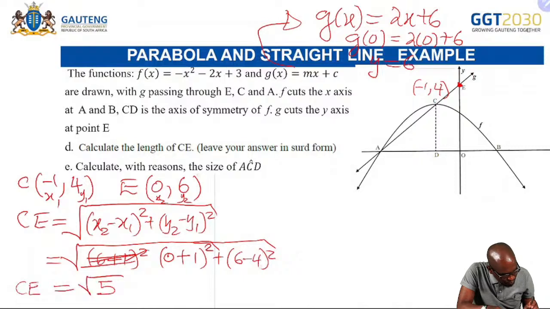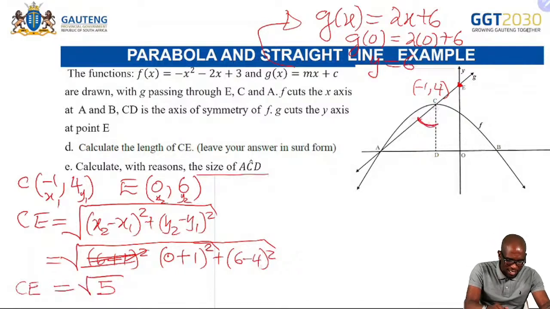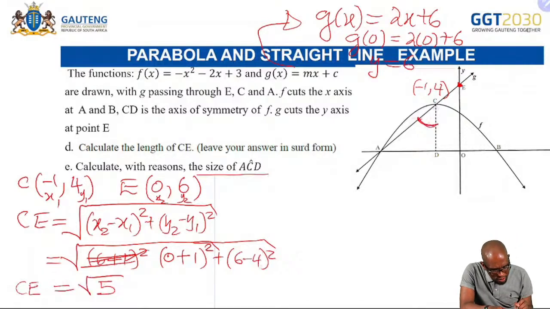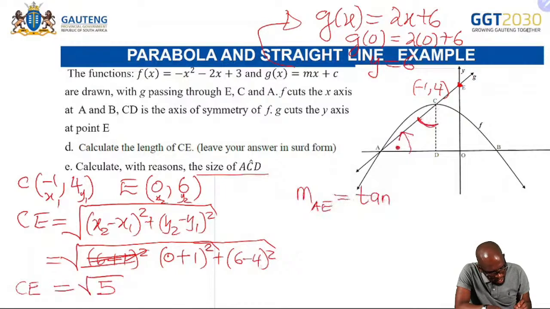Now the next question, calculate the size of angle ACD. They want that angle there. There are so many ways that one can use to calculate that particular angle. But remember, in grade 11 you did analytical geometry. You spoke about the inclination of a line segment. So if we have this line, we can use the gradient of that line to find the inclination. So the gradient of AC or AE would be equal to the tangent of this angle. How do we define this angle?